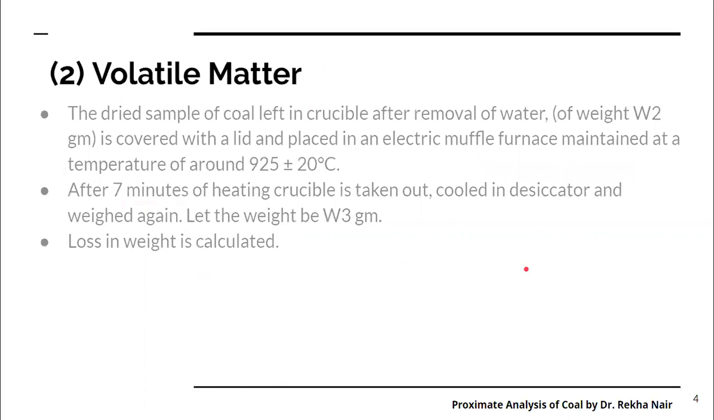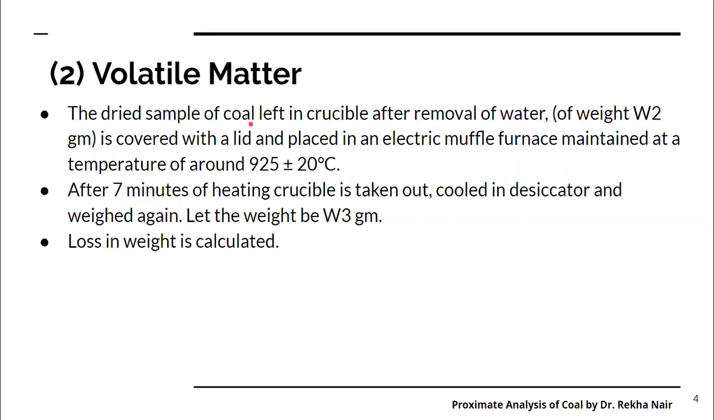For calculating volatile matter, the dried sample of coal left in the crucible after the removal of moisture content in the previous case, that is the weight W2 gram, is taken in the crucible. It is covered with a lid and placed in an electrical muffle furnace maintained at a temperature of about 925 plus minus 20 degrees centigrade. This is heated for about 7 minutes. After heating for 7 minutes, we assume that the volatile matter is removed completely.